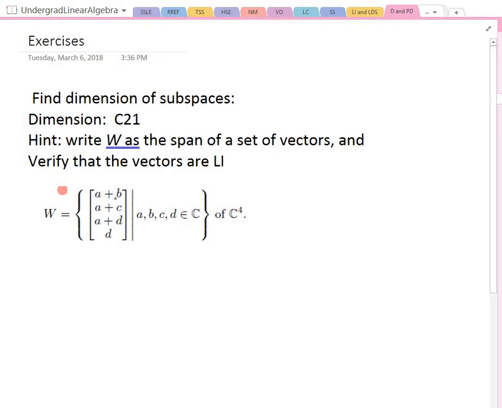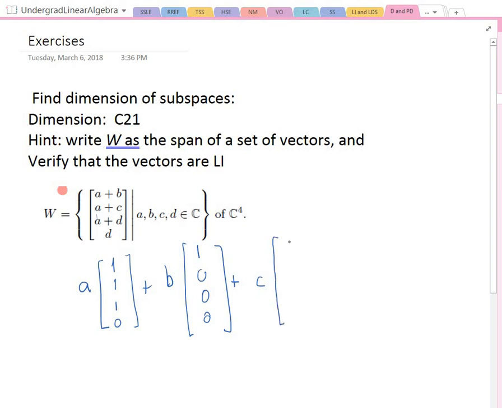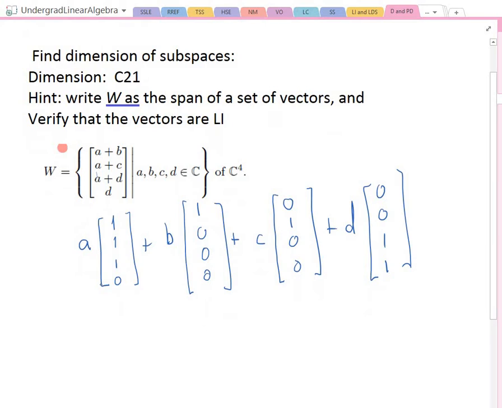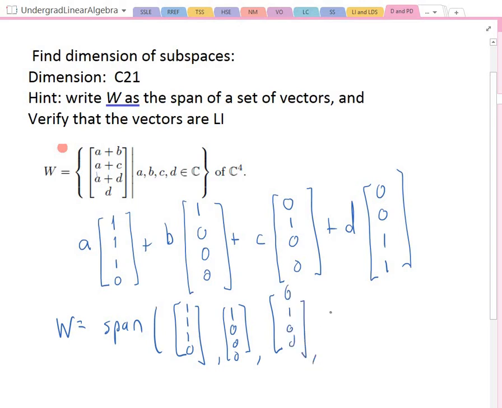All right, so to do this, we can write this as a linear combination. Now notice you've got unknown variables A, B, C, and D. I can pull out the A part, the B part, the C part, and the D part. So I can write this as A times (1, 1, 1, 0) plus B times (1, 0, 0, 0) plus C times (0, 1, 0, 0) plus D times (0, 0, 1, 1). Okay, so I can see that W is equal to the span of these 4 vectors: (1, 1, 1, 0), (1, 0, 0, 0), (0, 1, 0, 0), and (0, 0, 1, 1).